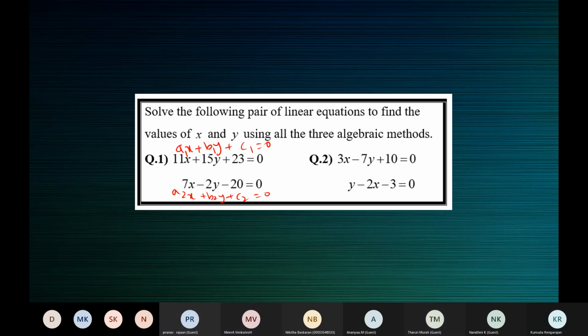What's the value of A2? 7. Yes, 7. What's the value of B2? Is it 2 or -2? -2. Yes, -2. Because how do we treat this equation? Plus of -2y plus of -20 is equal to 0. A2x plus B2y plus C2 is equal to 0.